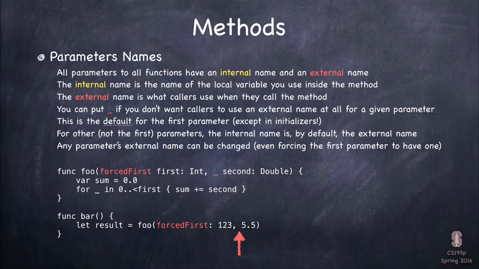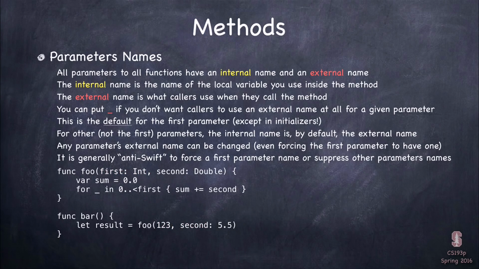Got it? Any parameter's external name can be changed. You can change even a second one to be underbar so that a second one has no name. But don't do this. It's very anti-Swift to either remove the second parameter name or to add it back to the first. Adding to the first is probably less anti-Swift. There's probably some cases where that might actually make some sense. Removing them for subsequent ones is probably really bad. I don't think I've ever had to do that in my entire life of writing Swift.